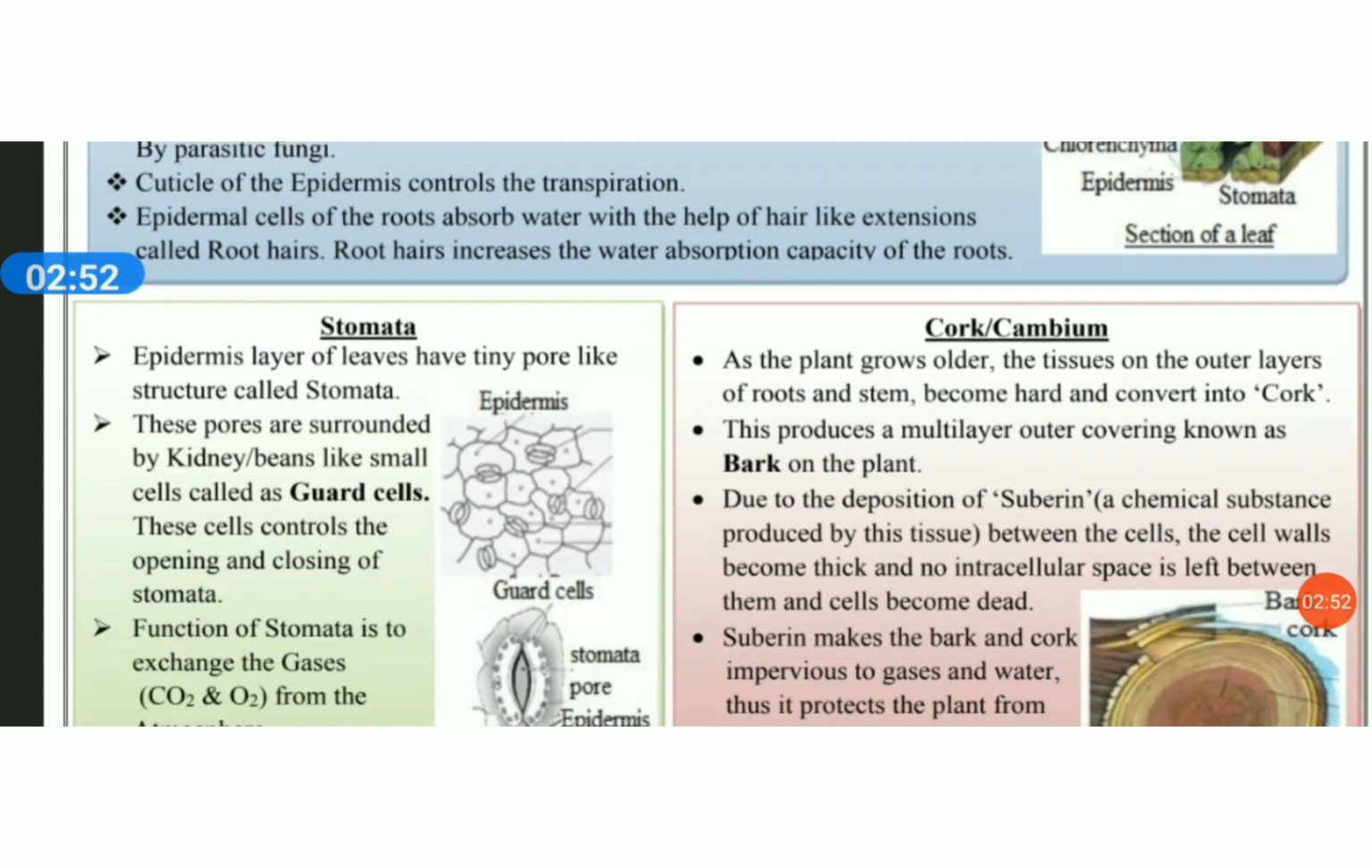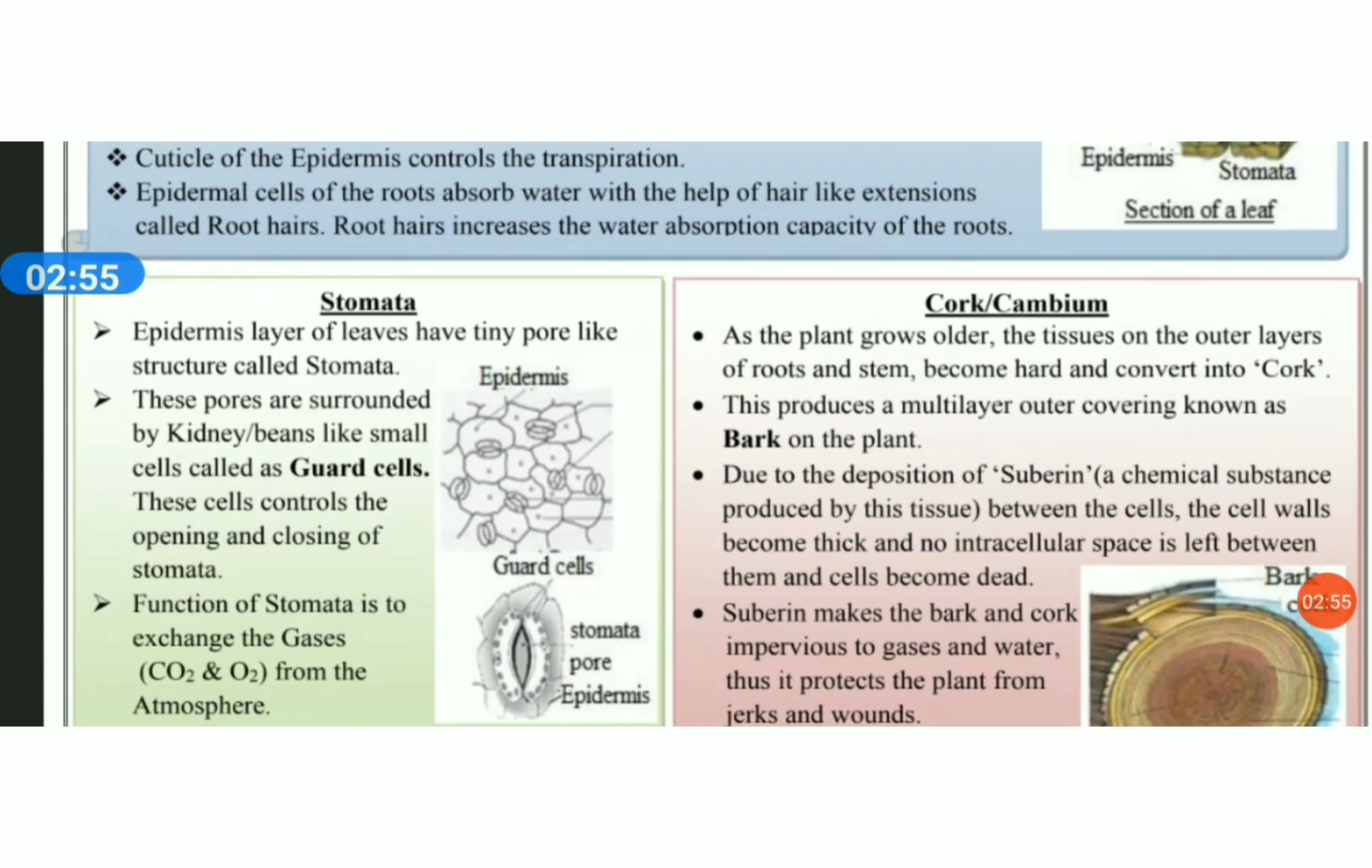Now after epidermis, let us see stomata. Now stomata are present on the epidermis of the leaves, which have tiny pore-like structures, and these tiny pores are known as stomata. These stomata, as we are also seeing in the diagram, are surrounded by kidney or bean-shaped small cells which are known as guard cells, and these guard cells help to control the opening and closing of stomata.